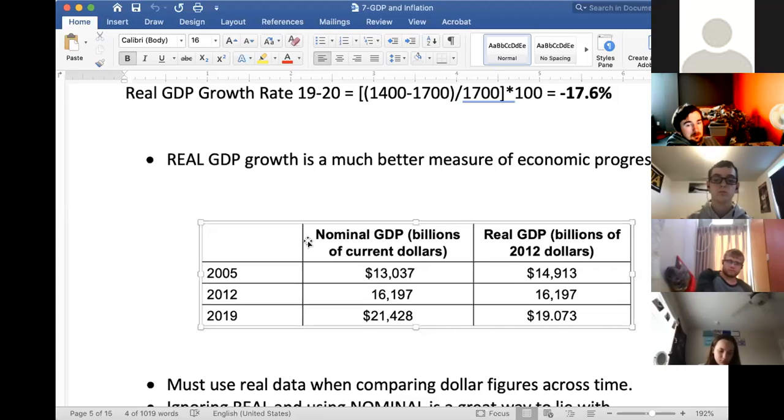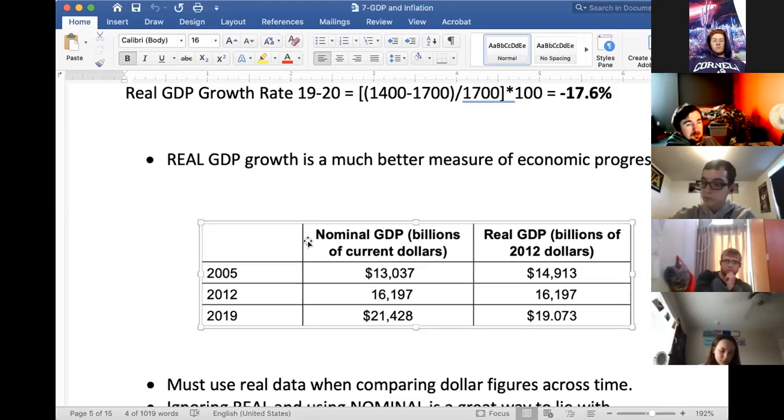So we can compare these three years using real GDP, but we should not compare these three years using nominal GDP, because that will give us a misleading value about what's going on, right? So as I said, using nominal figures over time is a great way to lie. And quite honestly, this is a way that people lie to us all the time. Just to think of a couple of examples.